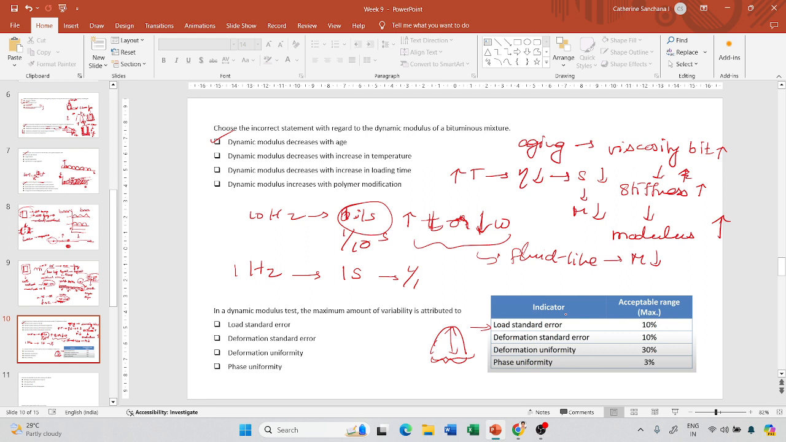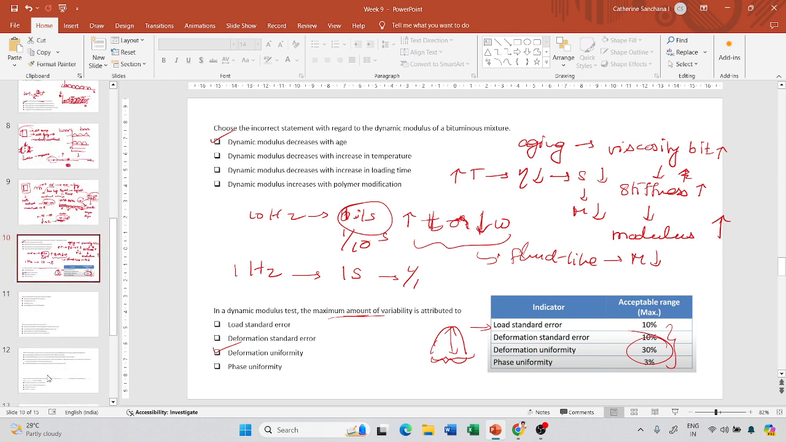So when you do that, they have asked you the maximum amount of variability is associated to what? So it is associated from this table. You can see that it is associated to deformation uniformity. Okay. Moving on to the next question.